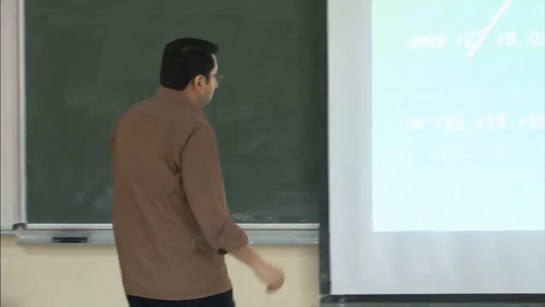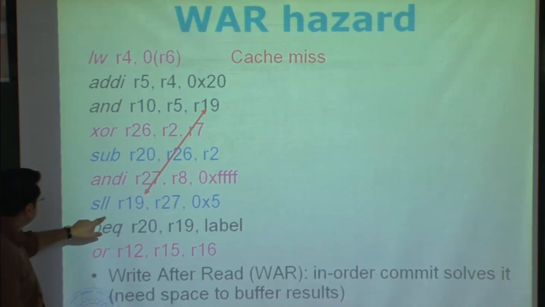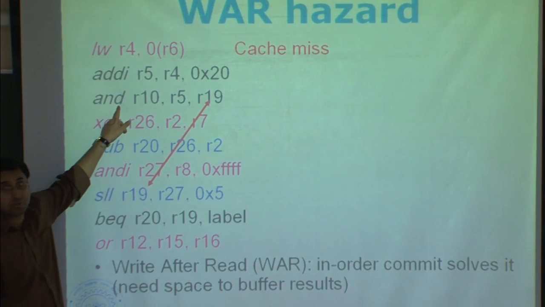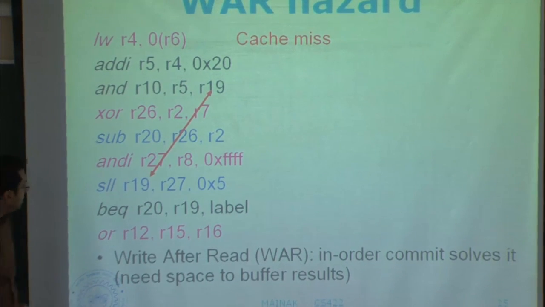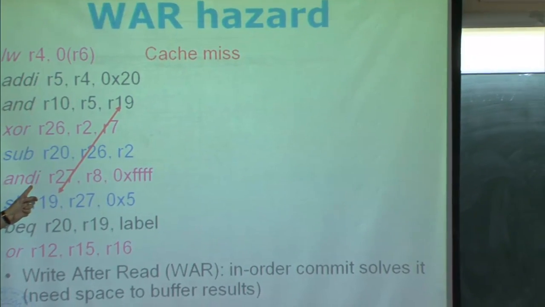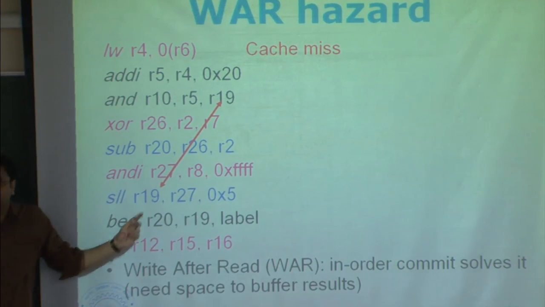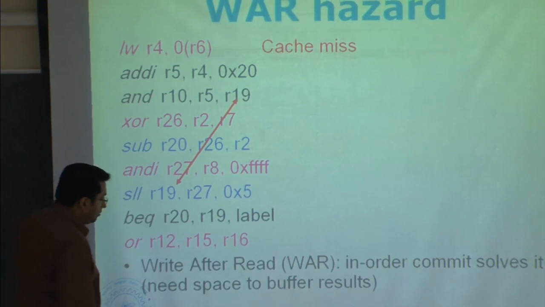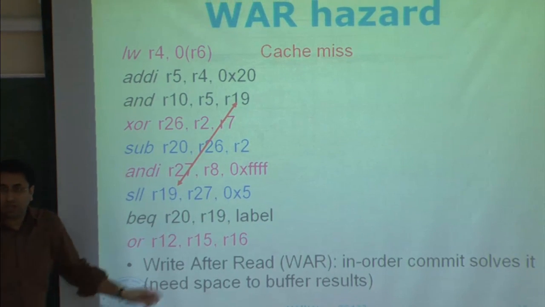Okay, and we also discussed the presence of this write after read problem, which we have to worry about, as you can see here, right? So we said that the shift can issue in the second cycle, but you have to be sure that it doesn't overwrite R19, which is being consumed by the AND instruction much later. Okay. And in order commit solves the problem, because we'll make sure that 19 will not get written until all these instructions get a chance to write. So in order commit, we'll make sure that first R4 is written, then R5, then R10, then R26, then R20, then R27, then R19. Okay, right. So there's no name dependence problem here if you commit in order. Okay. But the downside is that you need space to buffer results, essentially. You have to make sure that R19 is not made visible to the other instructions.